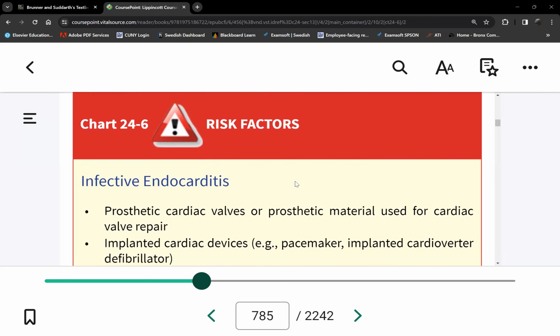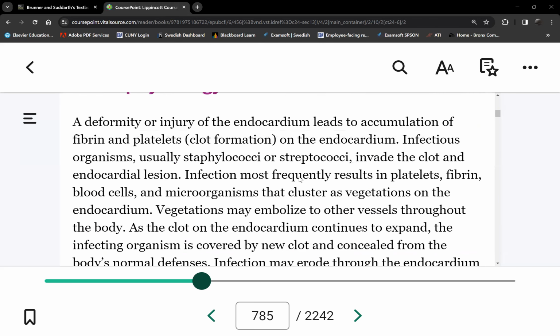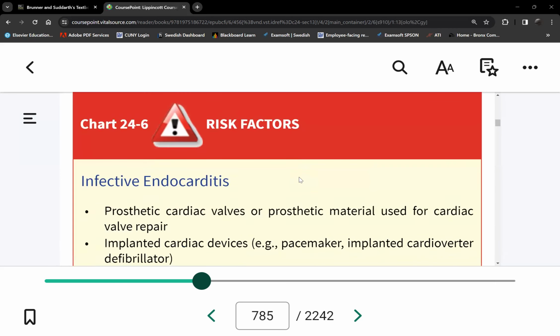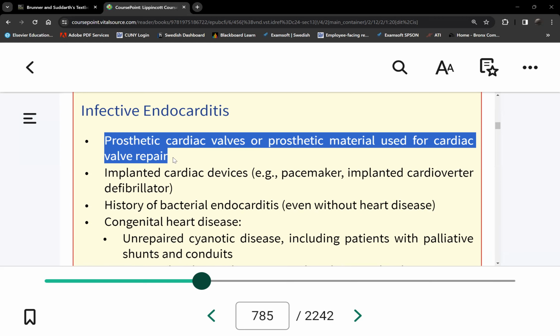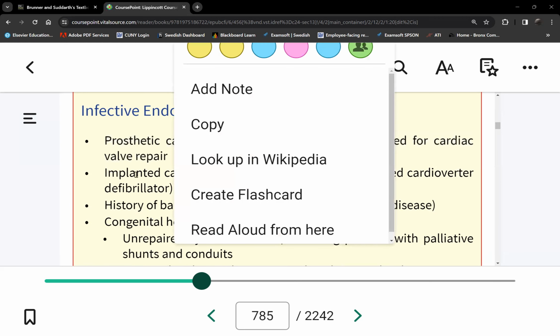So let's look at who is at risk. Which patients will likely develop this? Chart 24-6. We already know about the IV drug users, the people with central lines. Okay, we got that. Who else? I mentioned earlier under valve disorders, those with repair or replacement of the valves, right? So that's #1 right here. So they're one group.